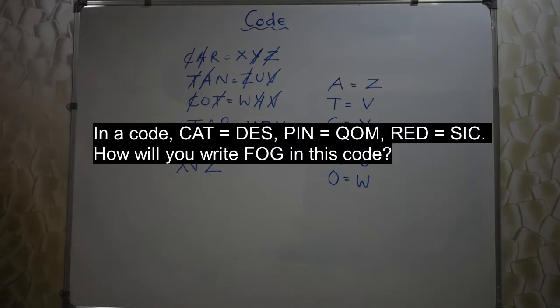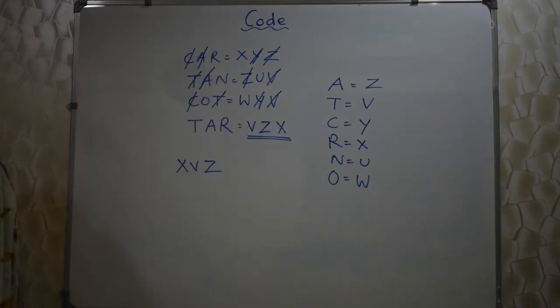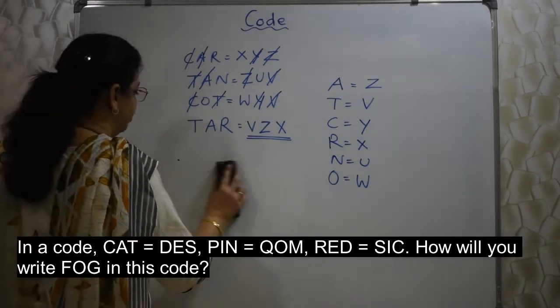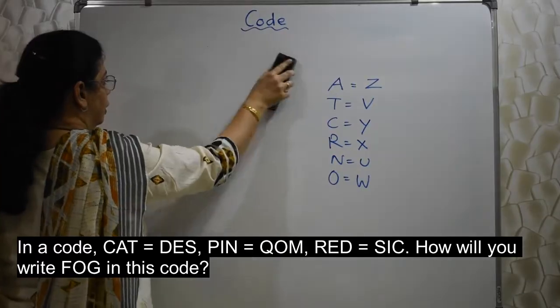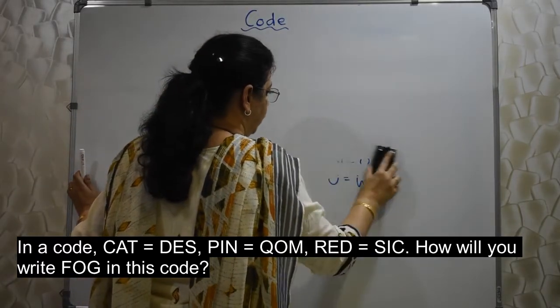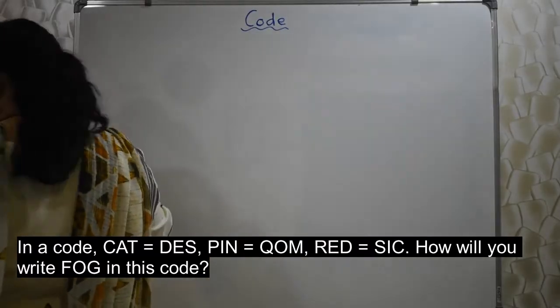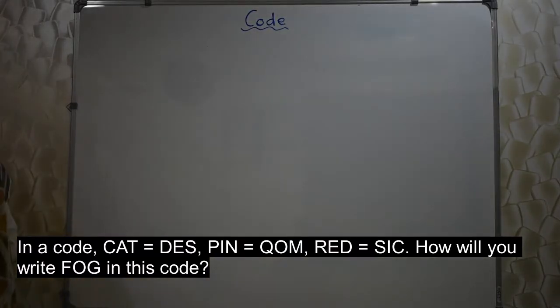In a code, CAT is equal to DES, PIN is equal to QOM, RED is equal to SIC. How will you write FOG in this code? Again, whatever has been given to us, we are supposed to write in the rough work. This is going to be a part of your rough work during the exam. But while practicing, you need to be a little more systematic so that you become expert, and at the time of examination, you don't waste so much time, right?